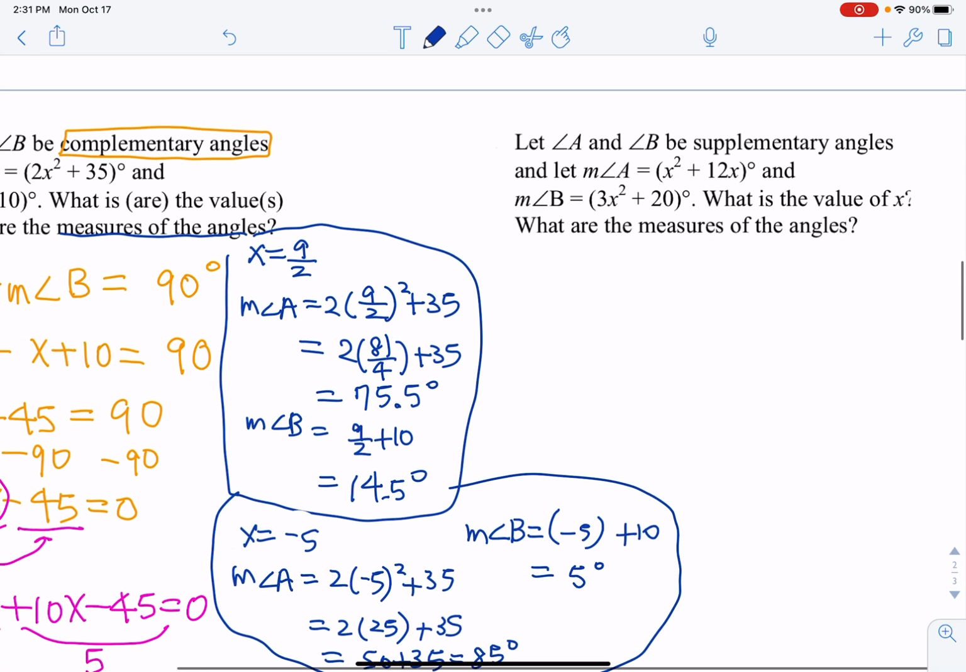And then now, whenever they say angle A and B are supplementary angles, then measure angle A plus measure angle B should be 180 degrees.